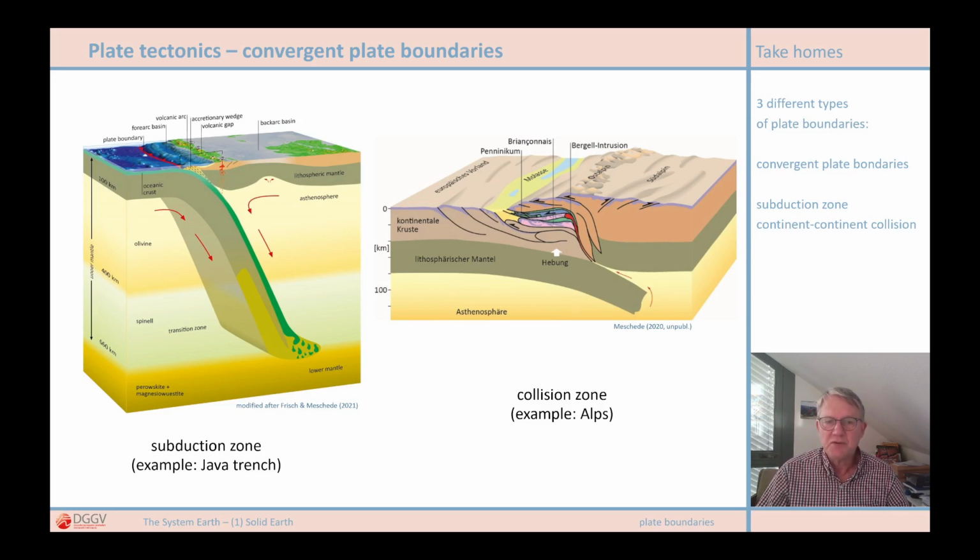That means both colliding plates consist of a continental crust. But continental crust cannot be subducted. It is simply too light for that. That's why in such cases a continent-continent collision occurs, which creates mountains.